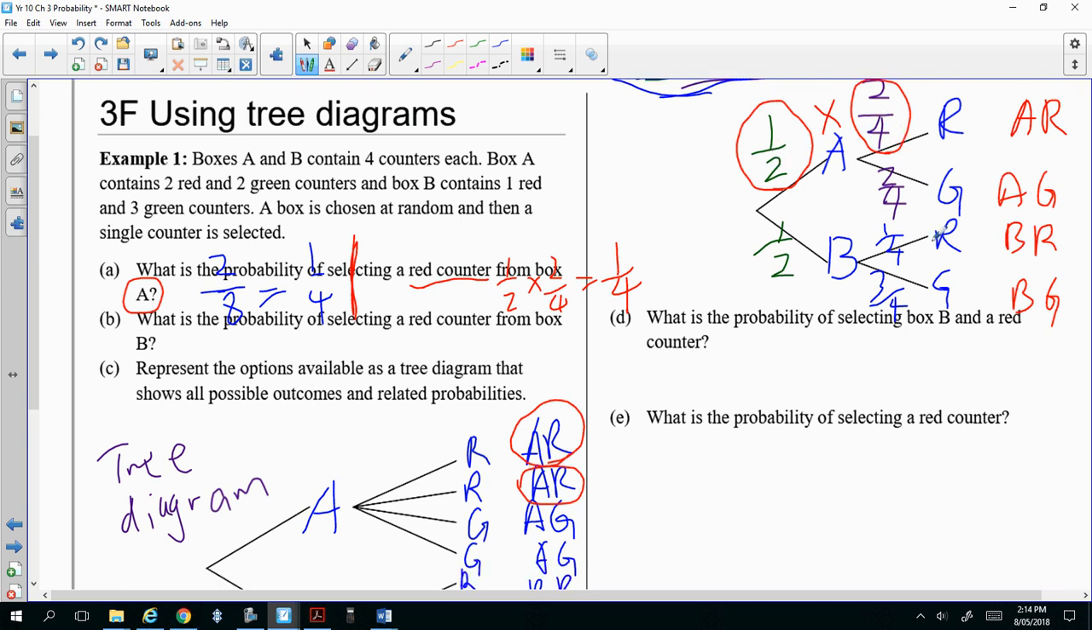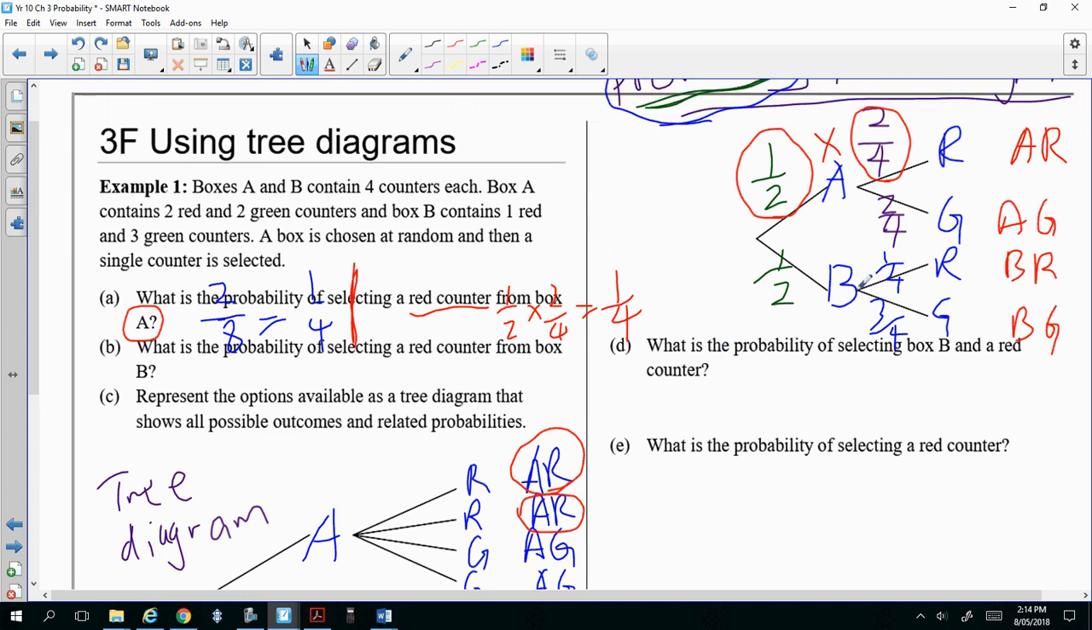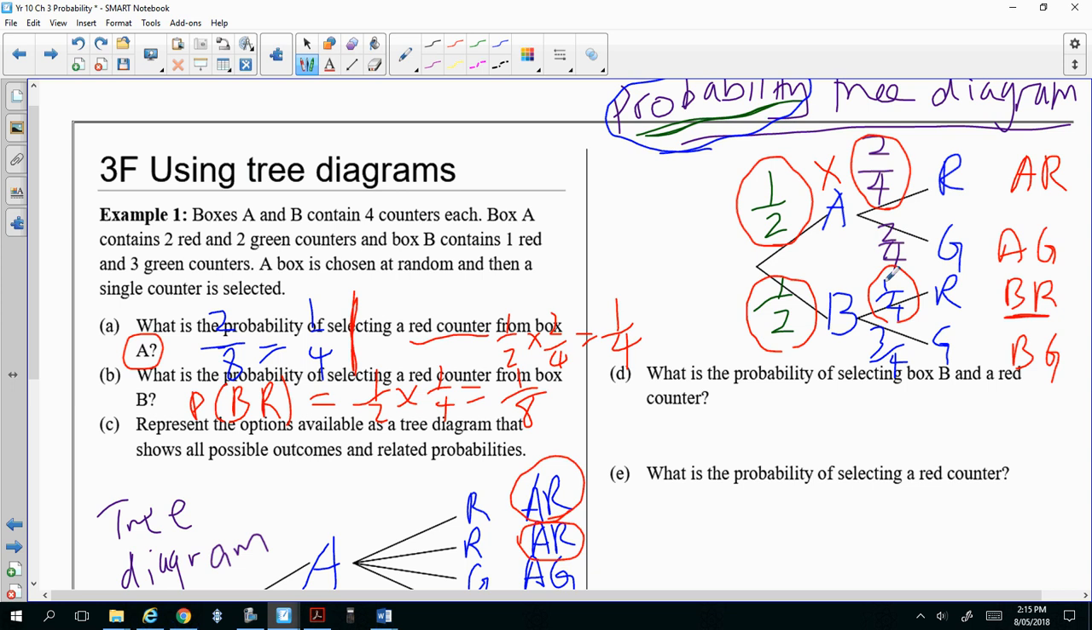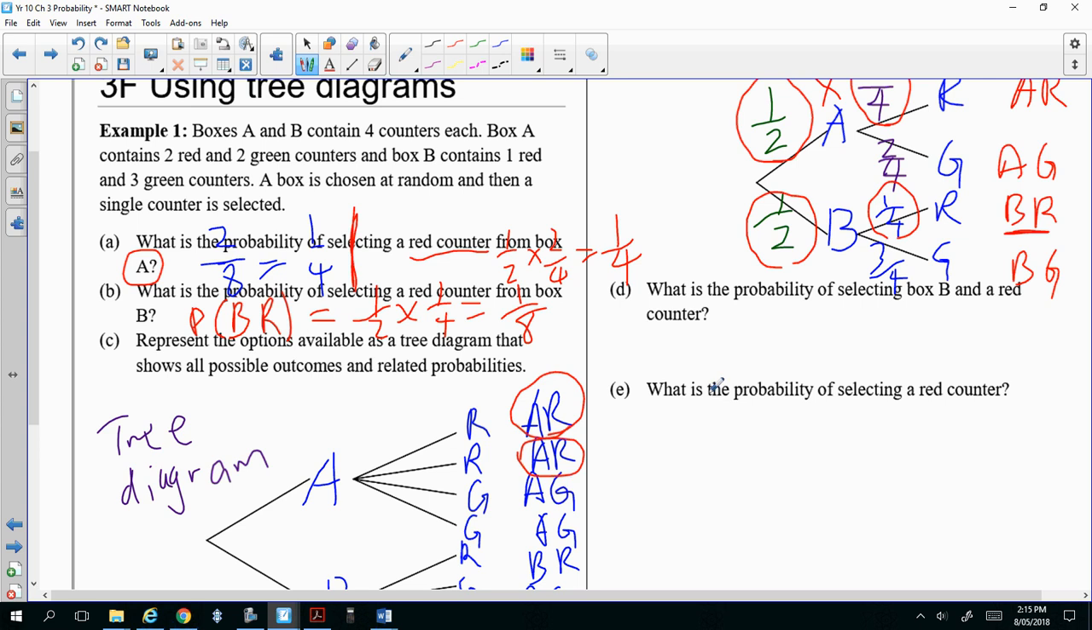Right, let's look at the next one. What's the probability of getting a red counter from box B? Alright, red counter box B will be BR, isn't it? So you write probability of BR. What's BR? BR is this one. So you have to multiply half by a quarter. So you do half times a quarter, and that's a 1/8. Can you see it's faster than listing all the arrows? You just do this, okay? All right. I think that's the same question, isn't it? Anyway, just skip the D.